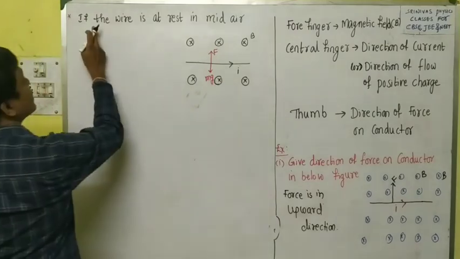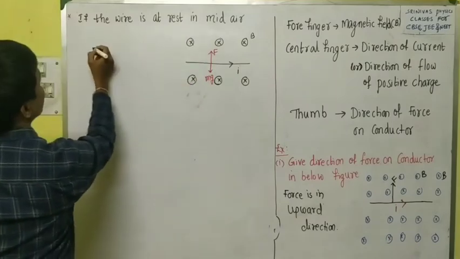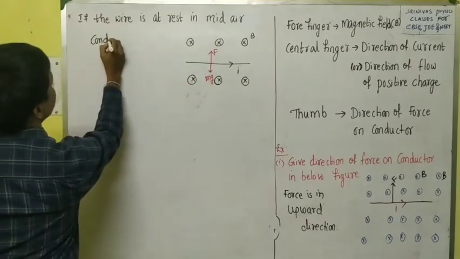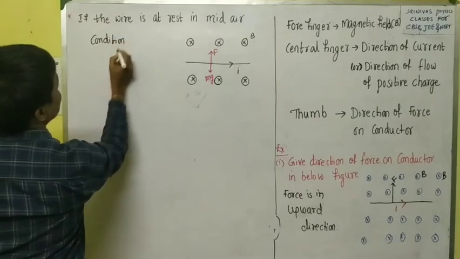If the wire is at rest in mid-air, the condition is that the upward force must be balanced with the downward force.